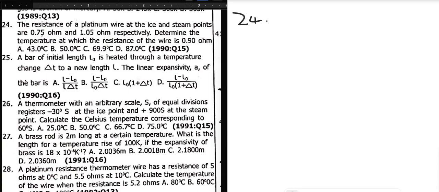So we said a resistance of a platinum wire at ice and steam points are 0.75 ohms and 1.05 ohms respectively. Determine the temperature at which the resistance of the wire is 0.90. So what we're looking for is the temperature when the wire has that resistance. So first of all, what do we do?